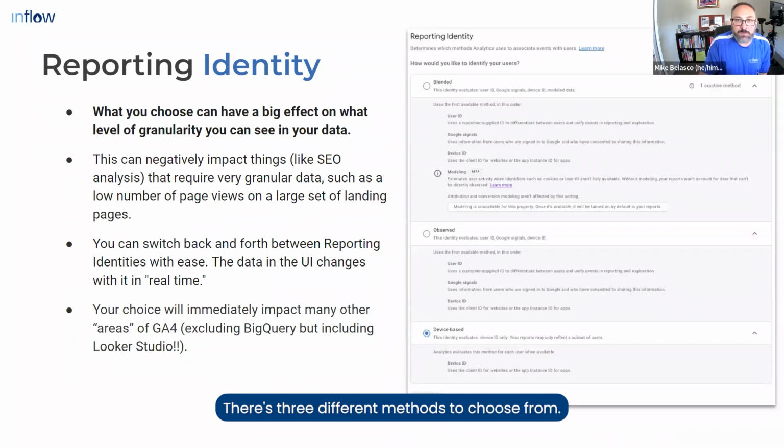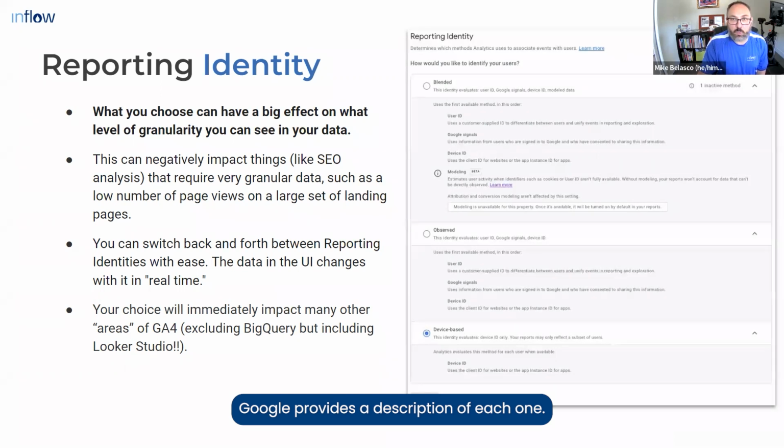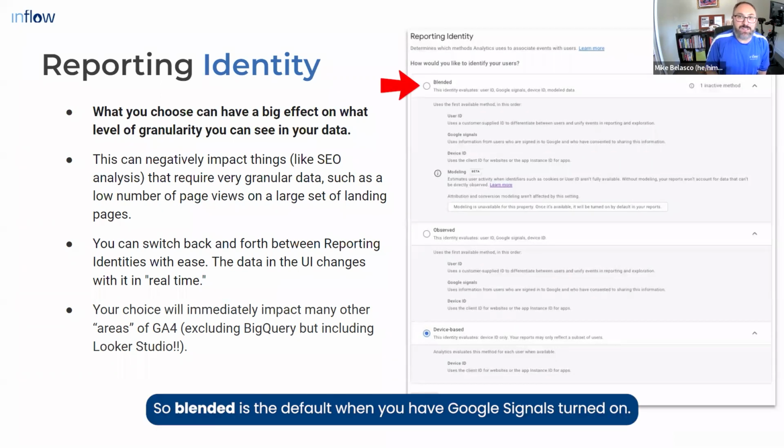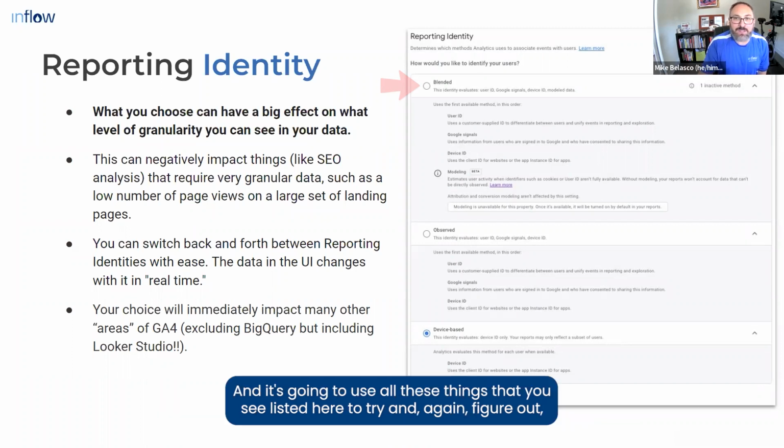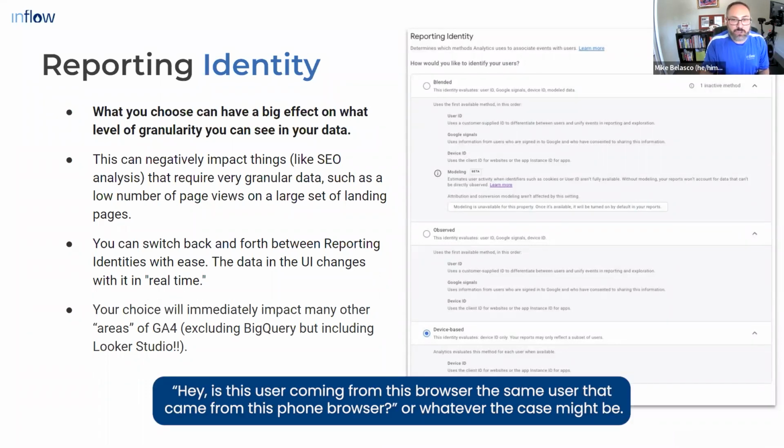And this essentially is how Google identifies users. There are 3 different methods to choose from. Google provides a description of each one. So blended is the default when you have Google Signals turned on. And it's going to use all these things that you see listed here to try and, again, figure out, hey, is this user coming from this browser the same user that came from this phone browser, or whatever the case might be.